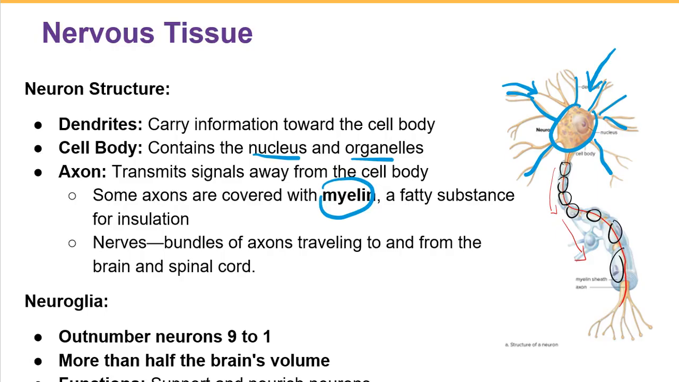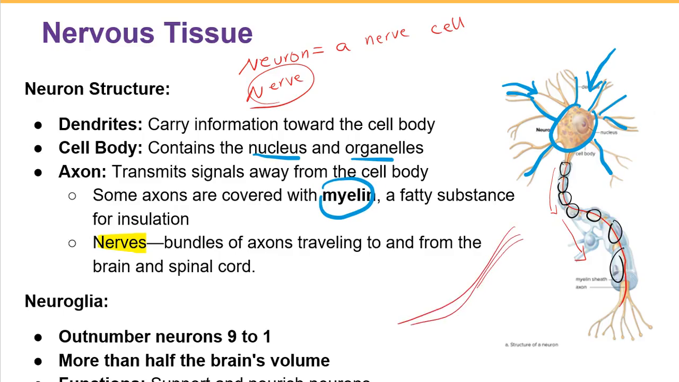And also you should know the difference between a nerve and a neuron. A neuron is actually a nerve cell. But when we're talking about a nerve, like your sciatic nerve, that is a bundle of axons traveling to and from the brain and the spinal cord. So the collection of the axons of many neurons together makes a nerve. So a neuron is a nerve cell and a nerve is a bundle of axons.